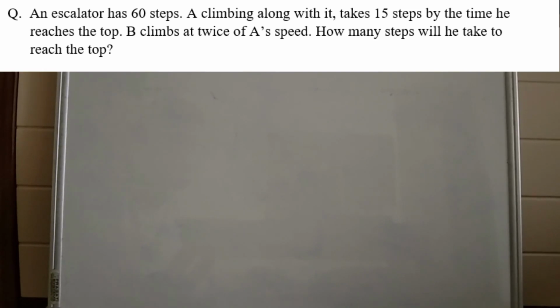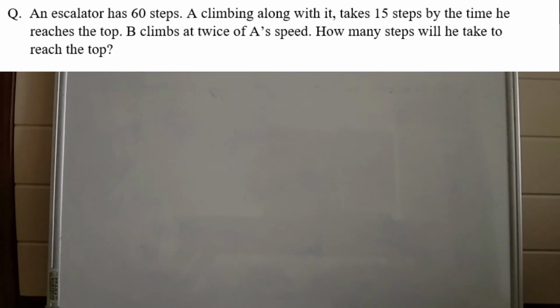Okay, so what's the meaning of this line? That if the escalator was in a stop position, the person called A over here has to take 60 steps, because the escalator is not helping him towards his destination. But since the escalator is in a moving position, the person himself is taking 15 steps, and the remaining, that is 60 minus 15 is equal to 45. That is 45 steps is the steps taken by the escalator, and thus helping the person to reach his destination.